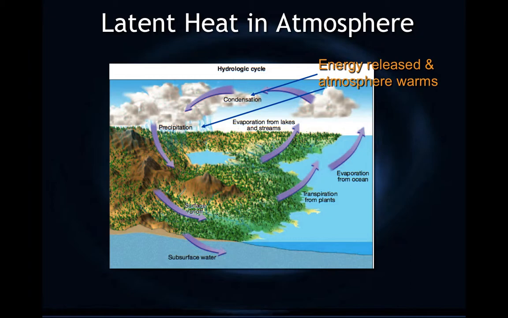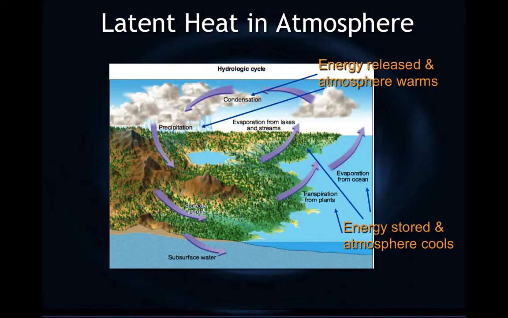So where does this happen in our atmosphere? Whenever there's condensation or precipitation, that's when energy is released and our atmosphere warms. This is going to come into play for those of you who are interested in that severe storm tornado stuff. Keep in mind that's a key piece right there. And so that's one place where latent heat is released.